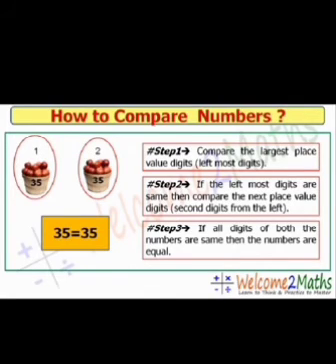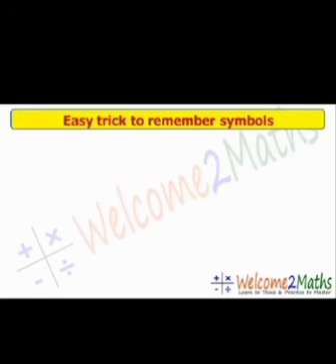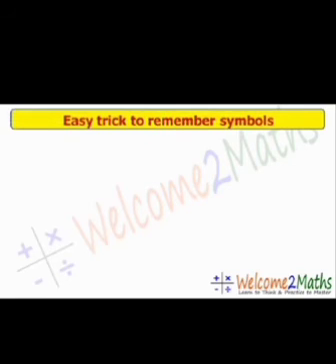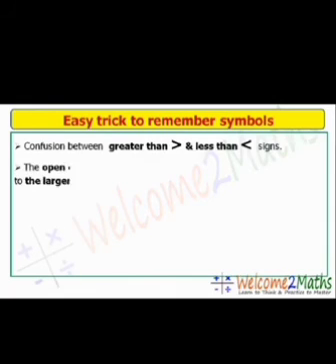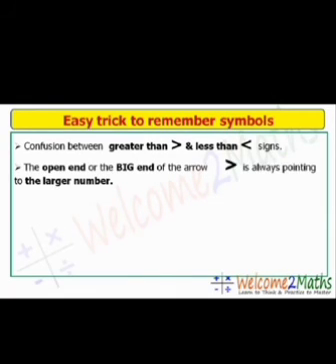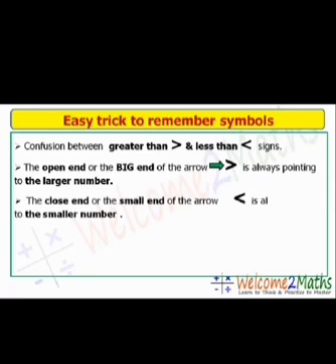Now I will tell you the easy trick to remember symbols. Actually, we often confuse between the two symbols, that is greater than and less than. So that's why I will tell you the first trick, that is the opening or big end of the arrow, this end, is always pointing to the larger number, and the closed end or the small end of the arrow, this end, is always pointing to the smaller number. Got it?